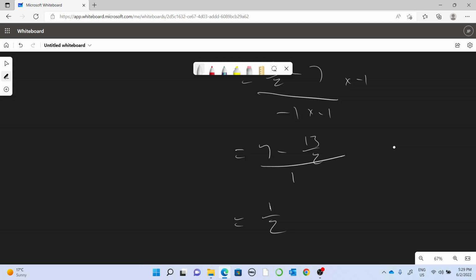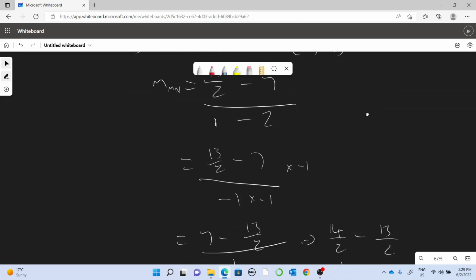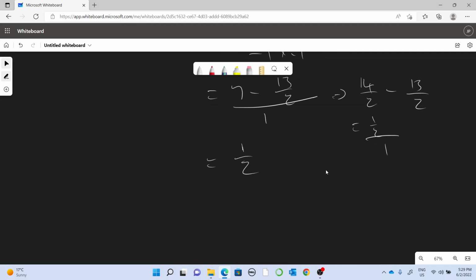So the average gradient is 7 minus 13/2. Just to insert this step: I made the denominators the same by multiplying 7 top and bottom by 2. I get 14 over 2 minus 13 over 2, and 14 minus 13 is 1. So I end up with a half, and my denominator is 1, so it's a half of 1, which translates to a half. And that's my average gradient for the M and N coordinates.